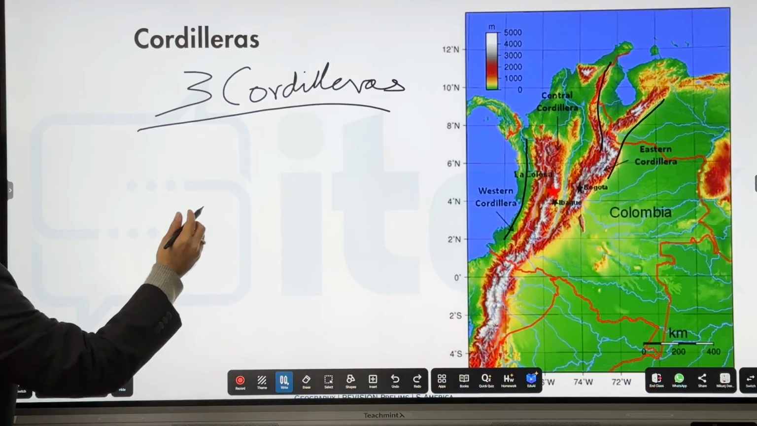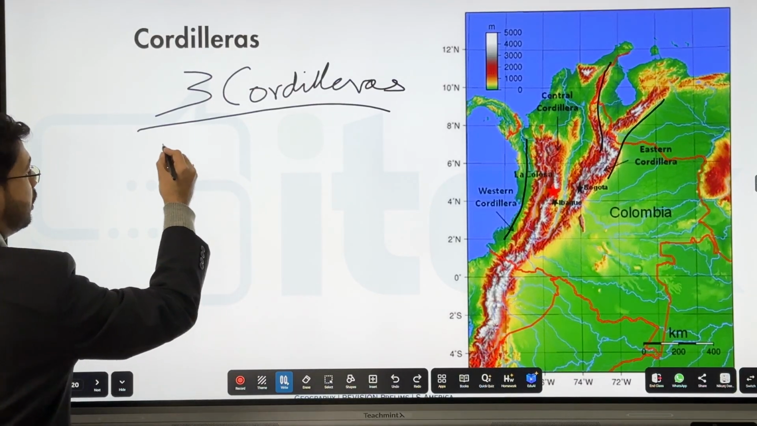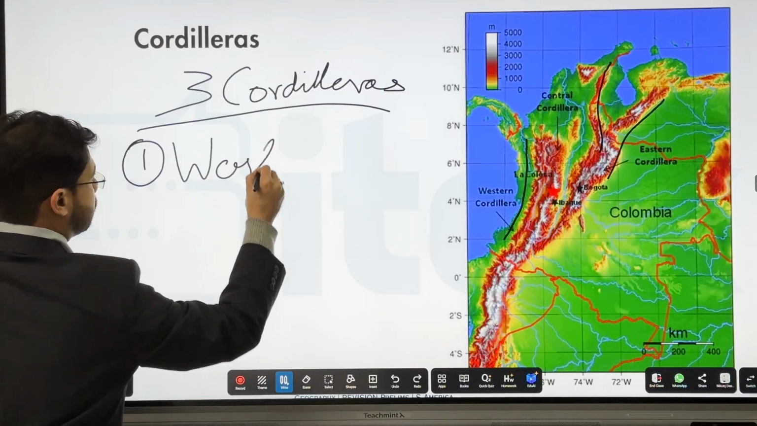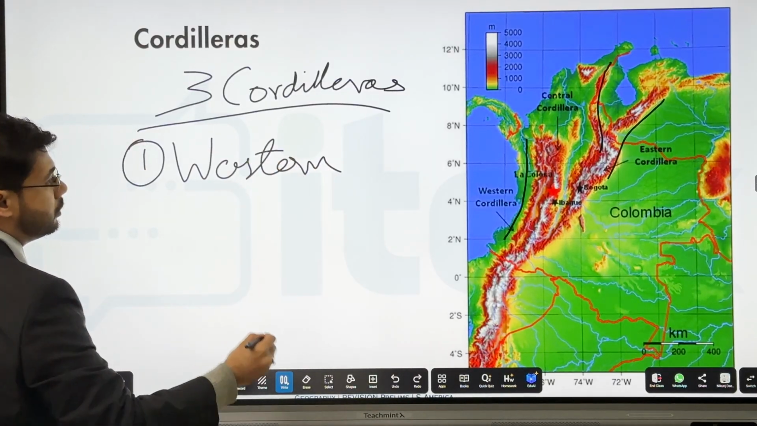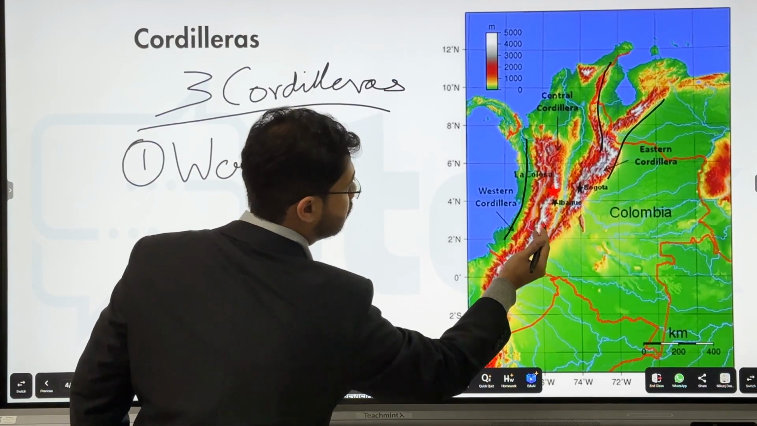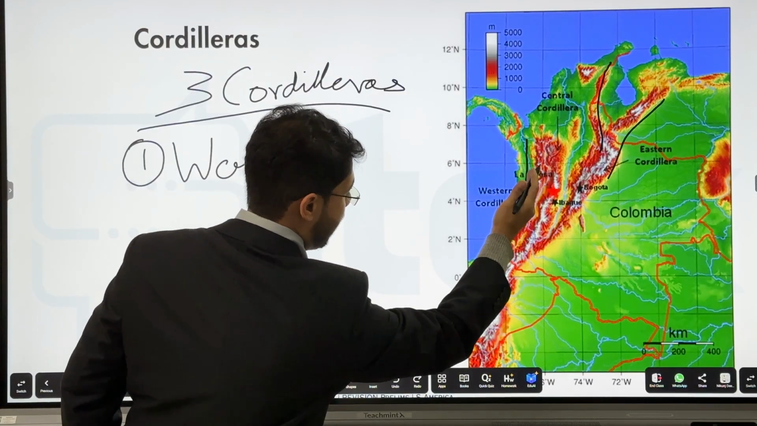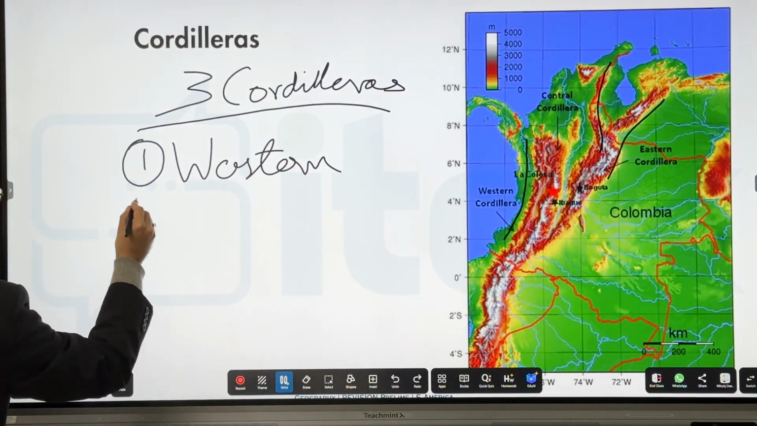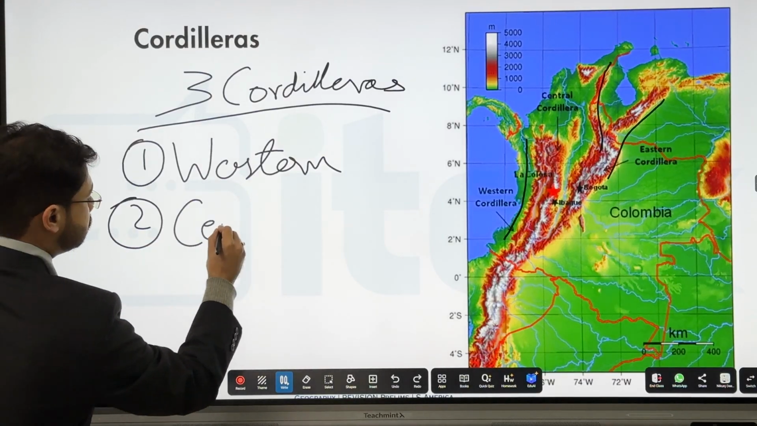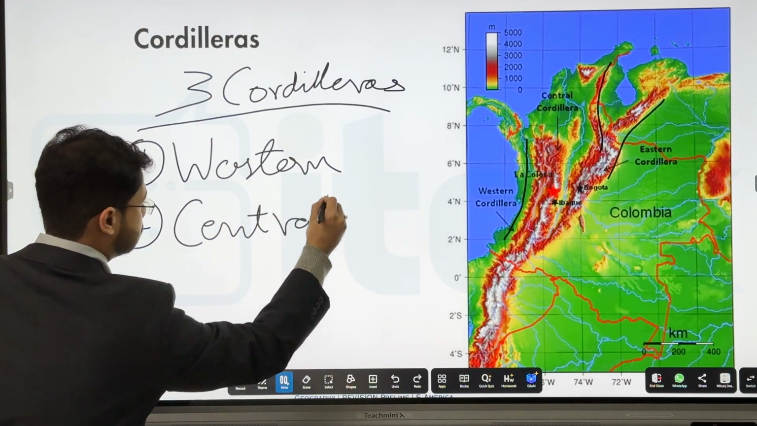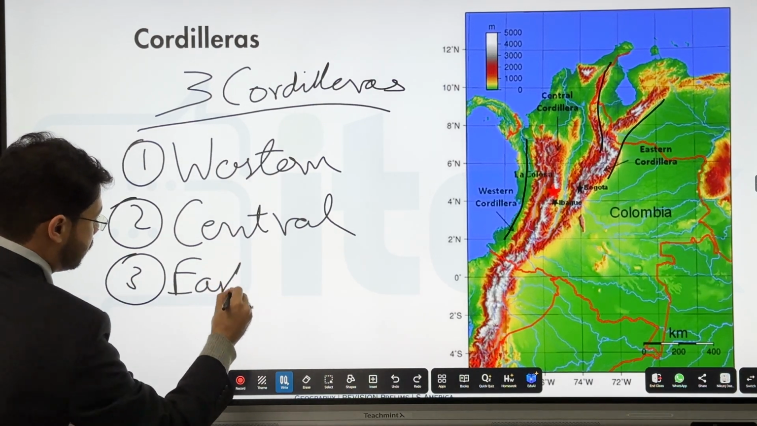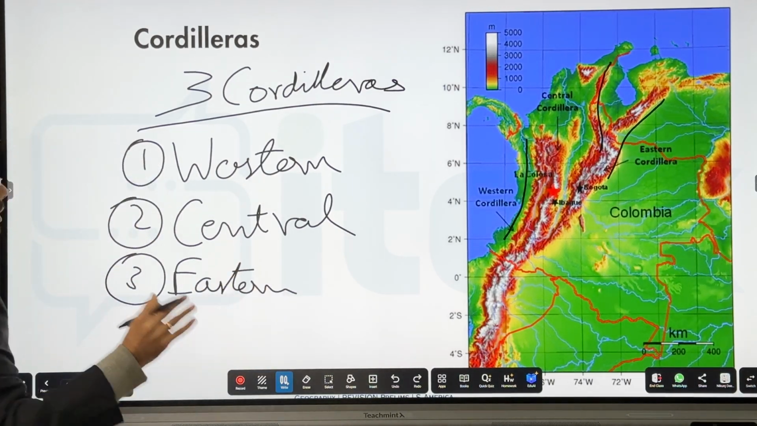So the three Cordilleras of South America are, number one, the Western Cordillera. It is present, some part of it, in Colombia and moving downwards into Ecuador. Second is Central. And third is Eastern. Remember, South America has three Cordilleras.